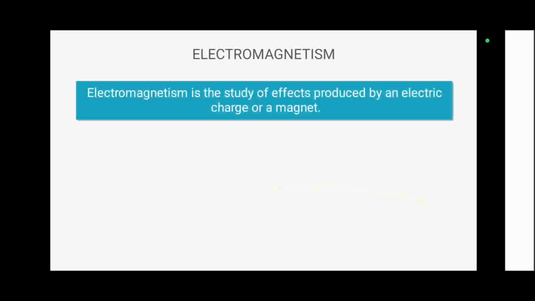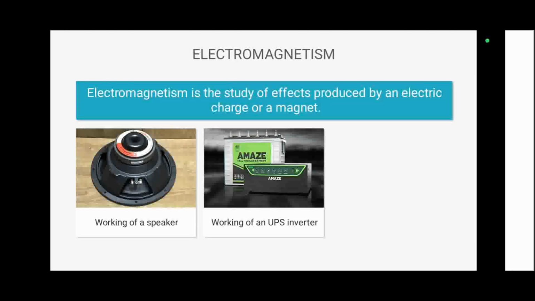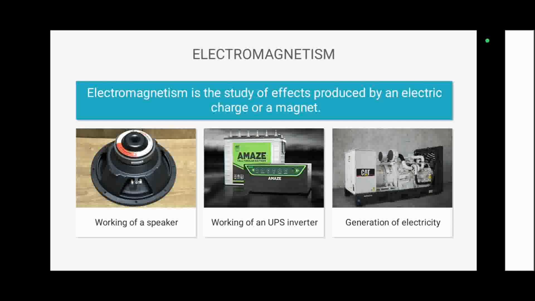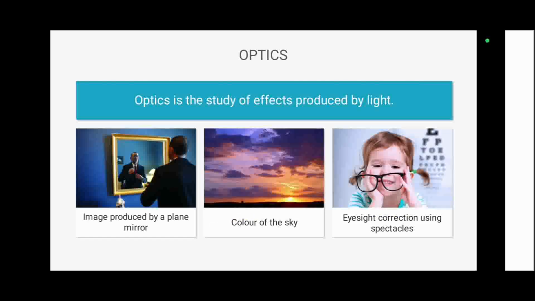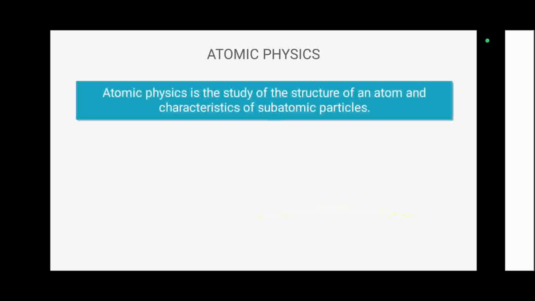And then electromagnetism is the study of effects produced by electrical and magnetic changes, for example, working of speakers, working of UPS inverters. And then optics is the study of effects produced by light, for example, color of the sky, image produced by a plane mirror.